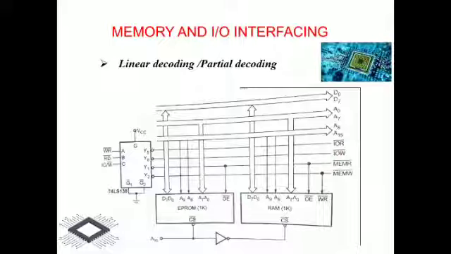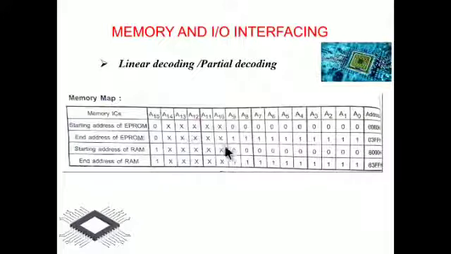What about linear decoding? It is slightly different. In the previous one, absolute decoding, we have two decoders, whereas here there is only one decoder. It is used to process the data. Based on A15, the EEPROM is selected or the RAM is selected, and this is the table for linear decoding. The same as before, the starting location of the EEPROM is 0000H and the ending location is 03FFH, and the RAM starting location is 8000H and the ending is 83FFH. So these are the basics.